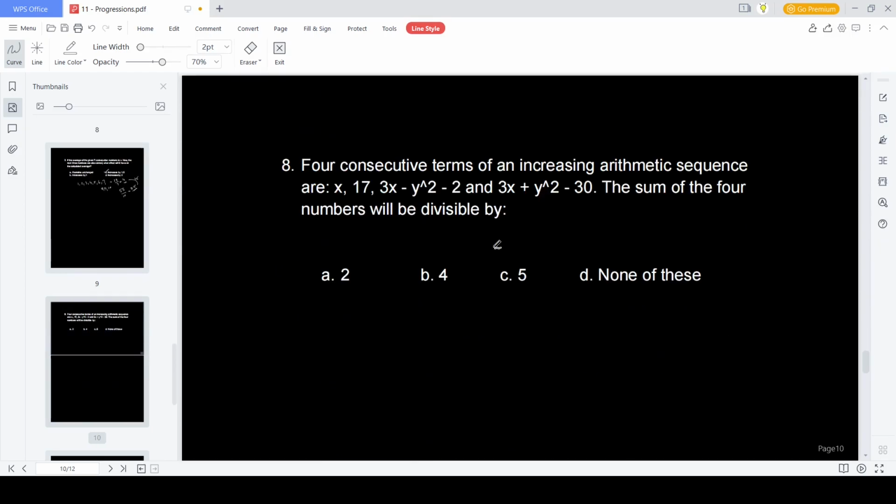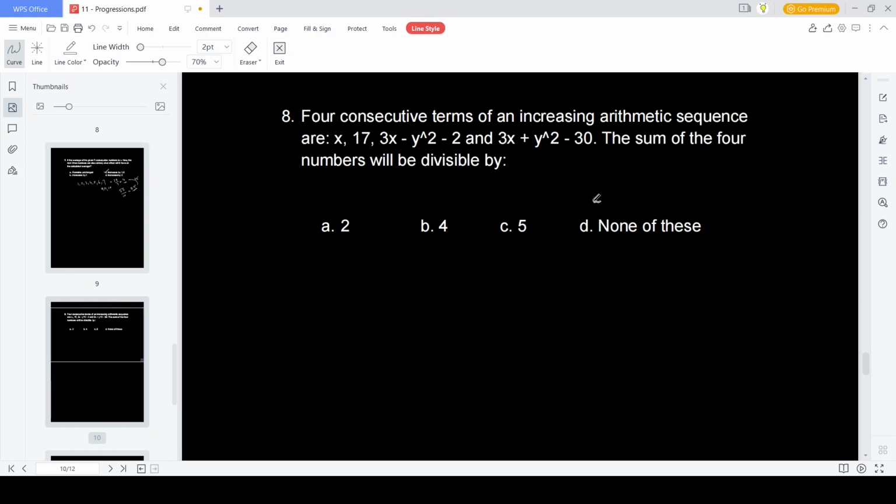Next question. Four consecutive terms of an increasing arithmetic sequence are given. Increasing arithmetic sequence means the common difference is greater than 1. Okay, so it's increasing. So this question is actually a bait, okay? It is telling you random information which you don't even need. So they are telling the four terms are in AP. The sum of the four terms will be divisible by what number?